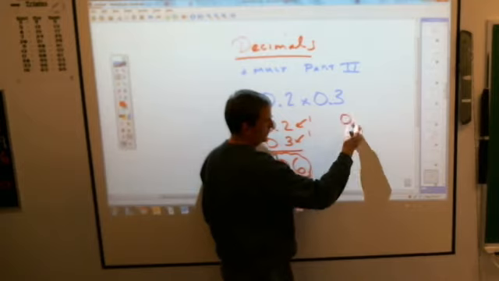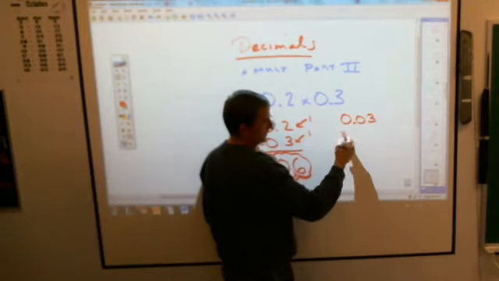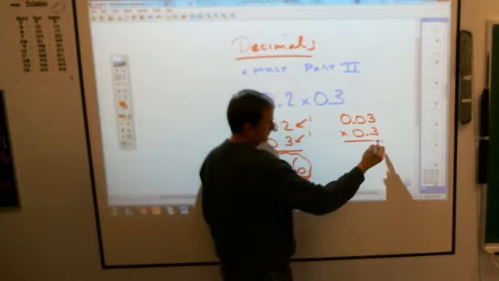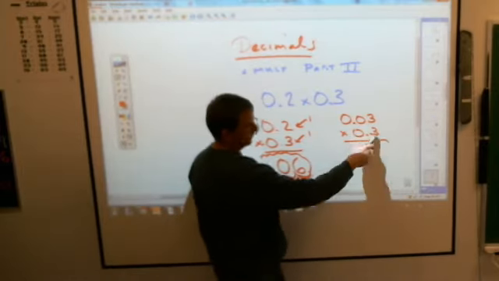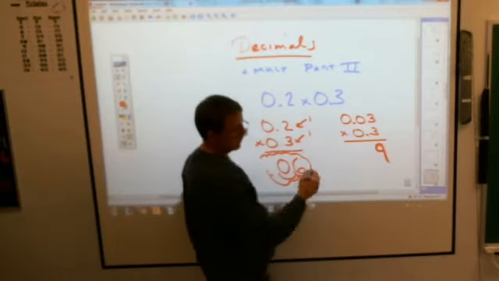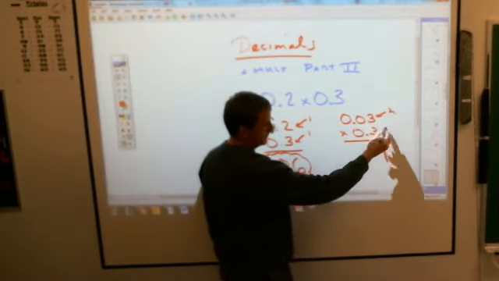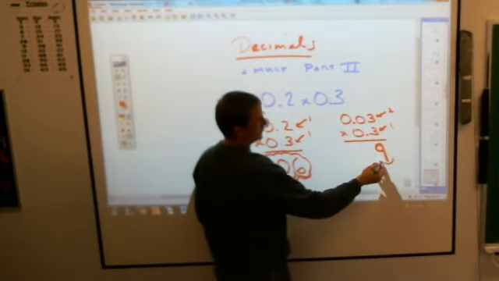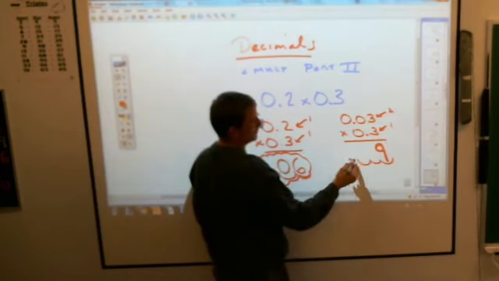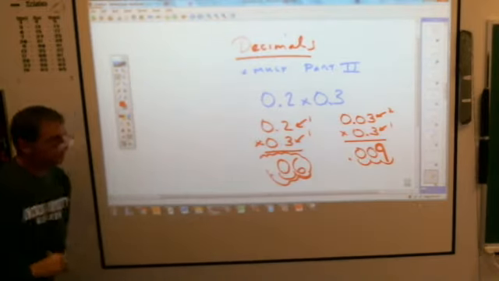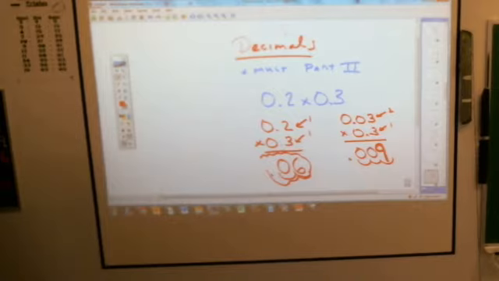If I have 0.03 times 0.3, I multiply 3 times 3, I get 9. That is the digit in my answer, but where does the decimal point go? I have 2 decimal places there, 1 there. That's a total of 3, so you have to go 1, 2, 3, and each one of those little bubbles is going to take a 0. So just make sure that you're doing that.